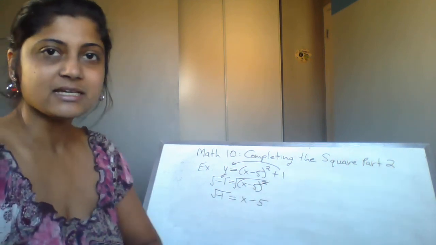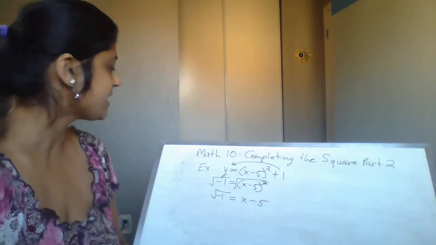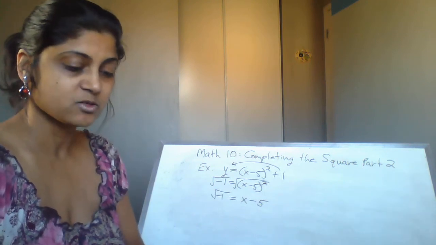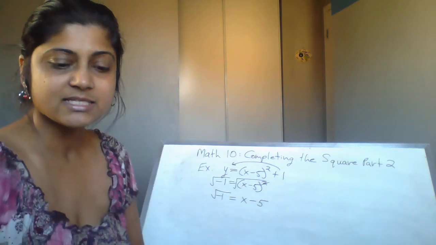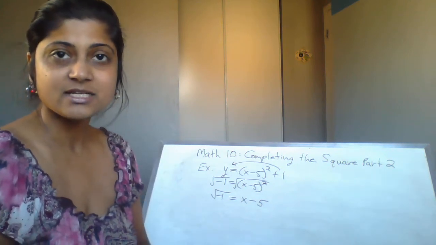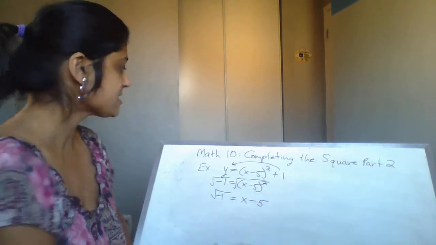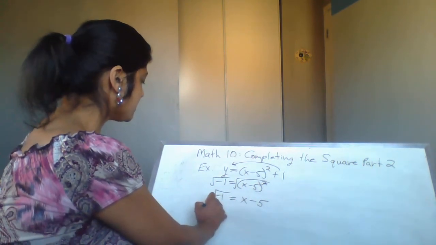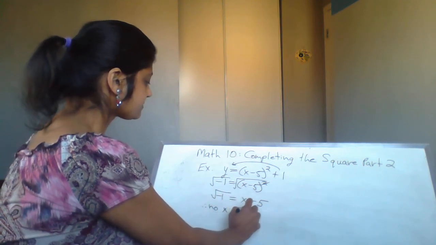Okay. And again, I'm trying to solve for the value of x. You notice if you take your calculator and put in the square root of negative 1, it shows up as an error, okay? And the reason for that is that you can't take the square root of any negative number. So in this case, this is not possible, but I would actually write no x-intercepts.